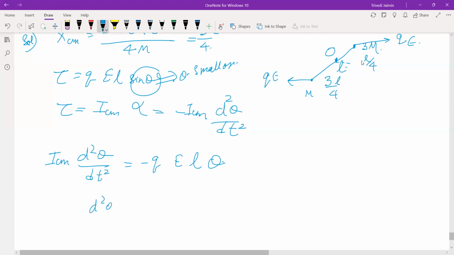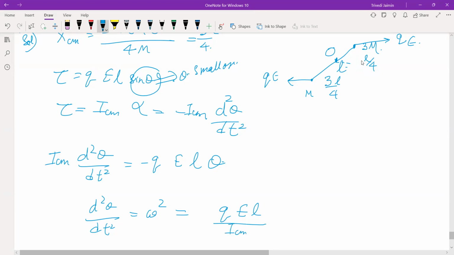So d square theta by dt square, which equals omega square, equals QE L by I center of mass. If we differentiate this one, theta will be 1.